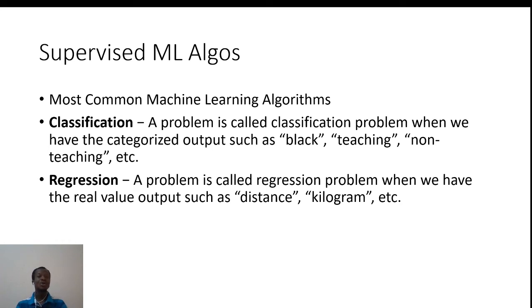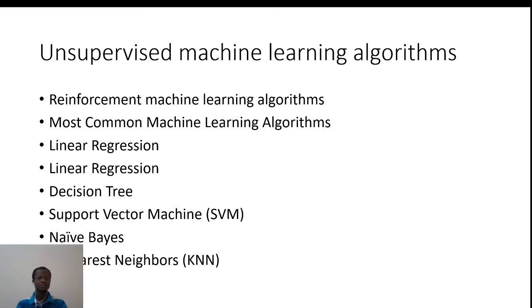Most common machine learning algorithms can be grouped into classification and regression. Are you okay? Regression and classification are two different things. A problem is called a classification problem when we have categories, classes. A regression problem is when we have a real value output, such as distance, kilogram, etc. In other words, regression allows me to find a value when there should be a certain relationship. All right, let's move on.